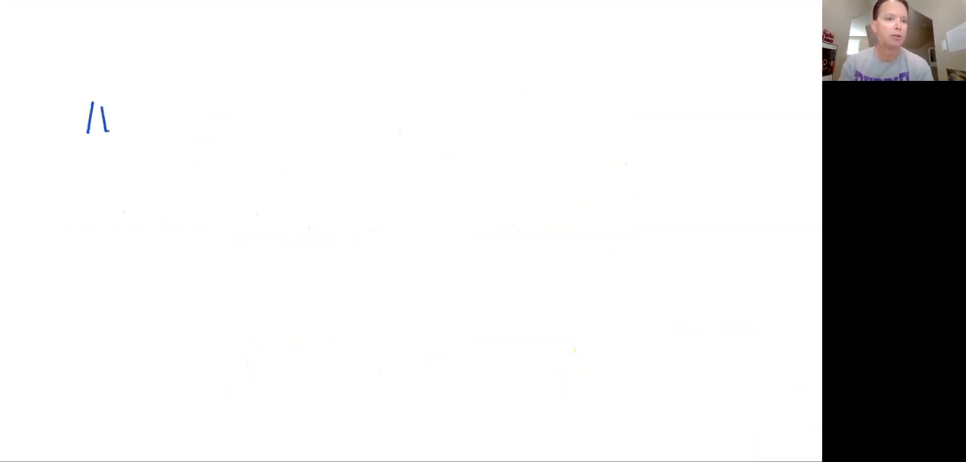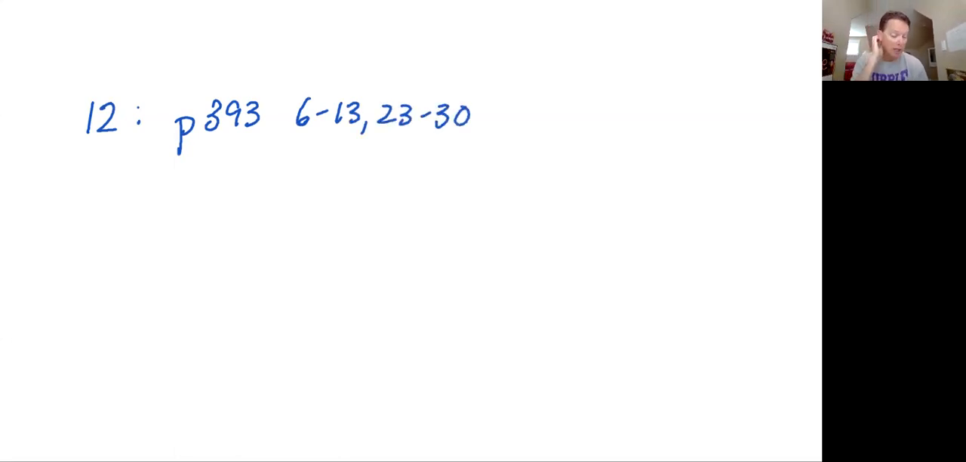All right, here's your assignments. Number 12 is going to be out of your book, page 393, 6 through 13, and 23 through 30. It's going to be a lot of find the discriminant, tell how many solutions there are, and then some problems where you're actually going to find those solutions using the formula.